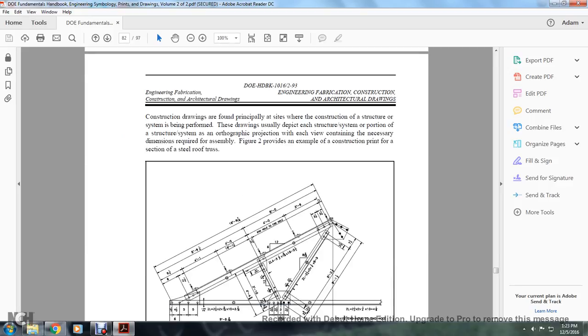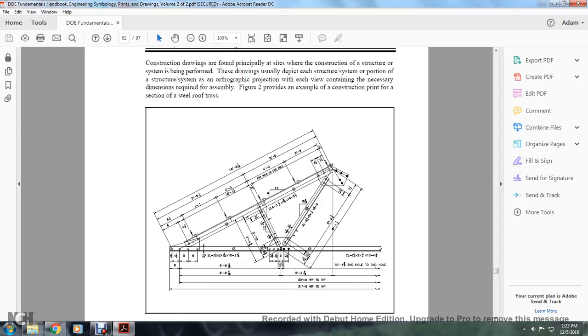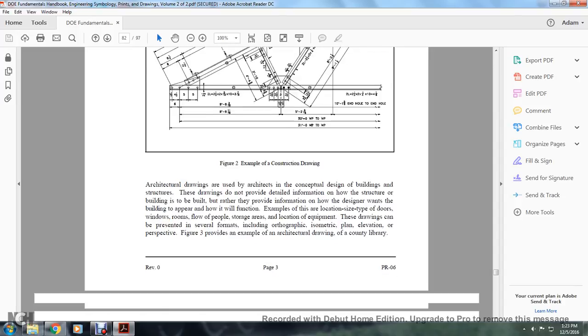Construction drawings are found principally at the site where construction of the structural system is being performed. These types of drawings usually depict structural systems or portions of structural systems as an orthographic projection, each view containing the necessary dimensions required for the assembly. Figure 2 provides an example of a construction print of a steel roof truss. This shows the dimension lines over the truss of the steel roof.